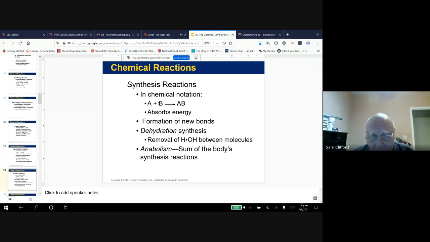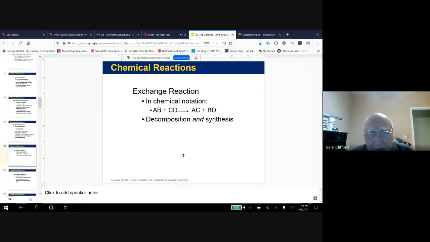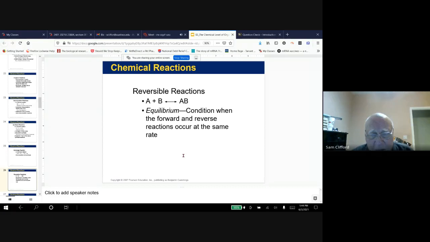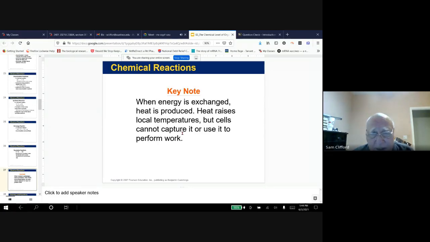If you put two atoms together to make a double joined molecule, that's a synthesis reaction. New bonds are formed. We will talk about dehydration synthesis and anabolism, which is all of the synthesis reactions in the body. We won't ask about exchange reactions. We will talk about reversible reactions. It's very important for release of CO2, and the function of CO2 in the body depends upon a reversible reaction.